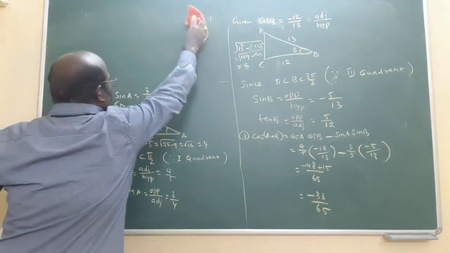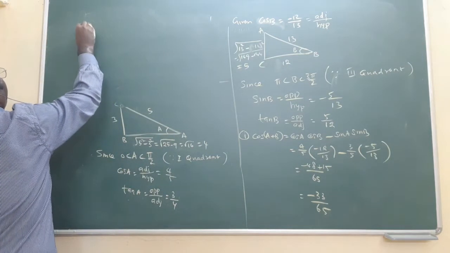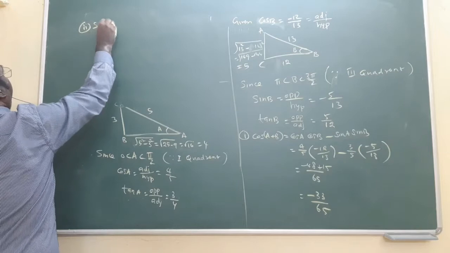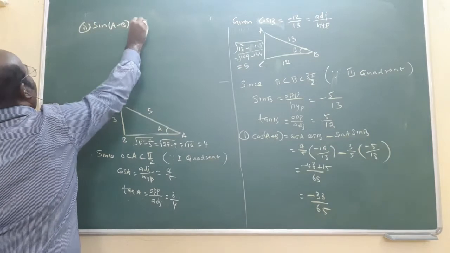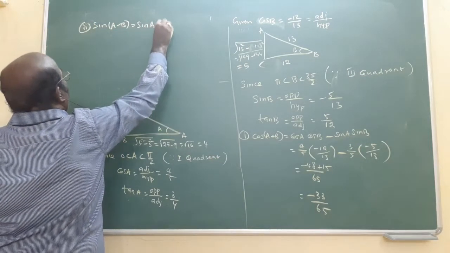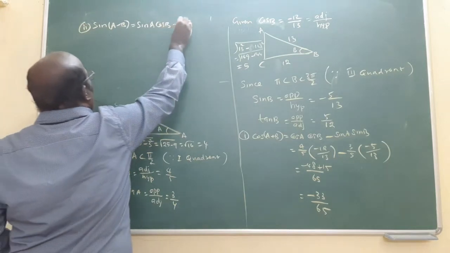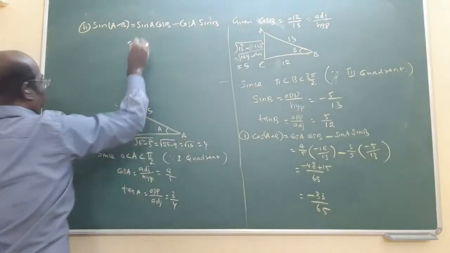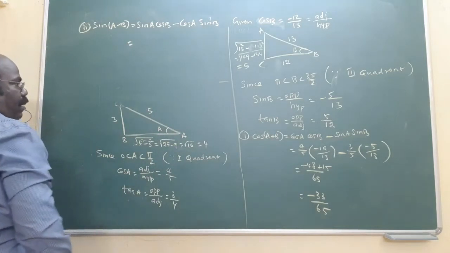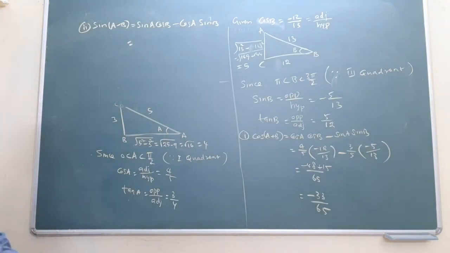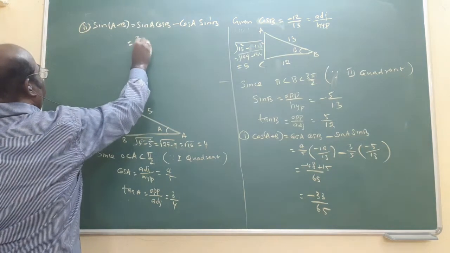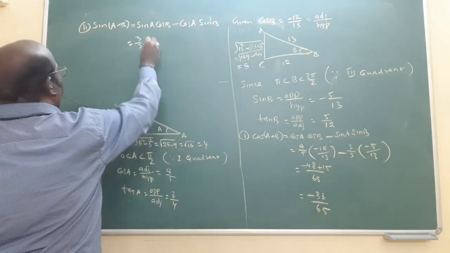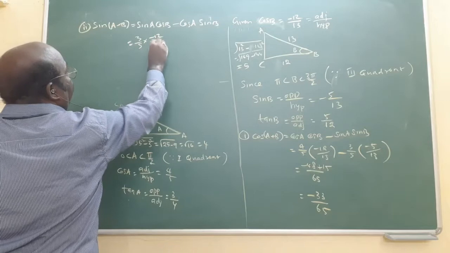Sin A minus B. Second subdivision, sin A minus B. What is the formula? Sin A cos B minus cos A sin B. Sin A is already given. Am I correct? What is given? Sin A is given, 3 by 5. Cos B is already given, minus 4 by 5.